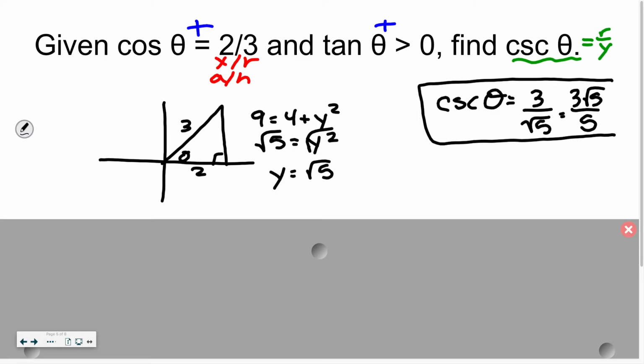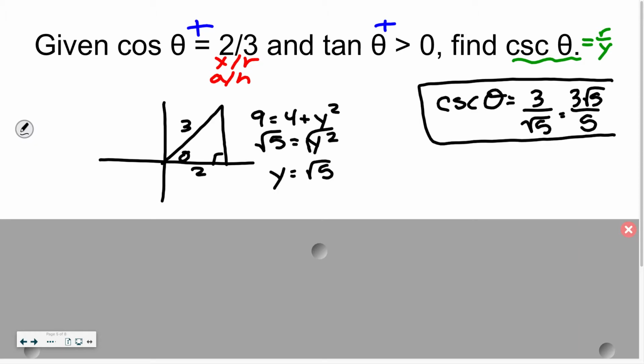These problems, I think, are more like puzzles. I'm giving you a few pieces of information, and then you've got to piece together in which quadrant it is, whether you have x or y, whether they're positive or negative based on your quadrants, and then do the trig ratio that it's asking for.